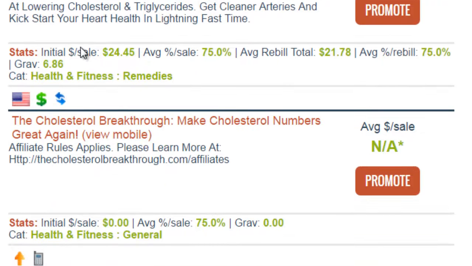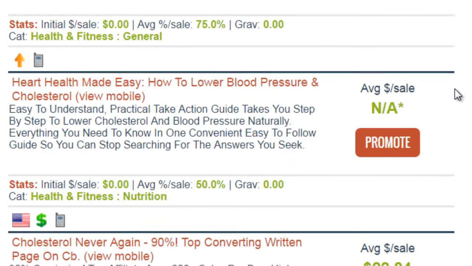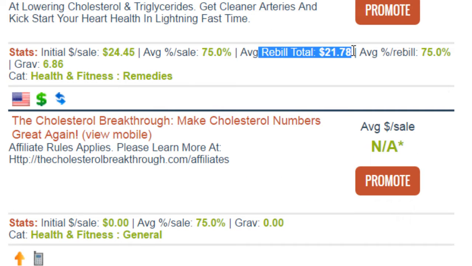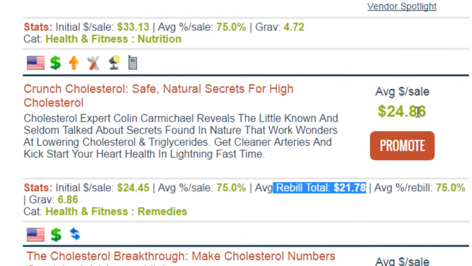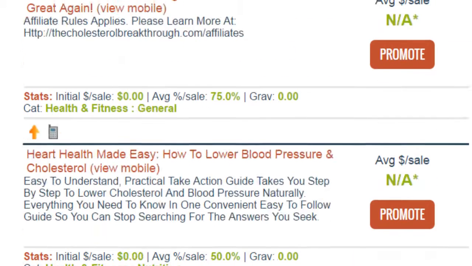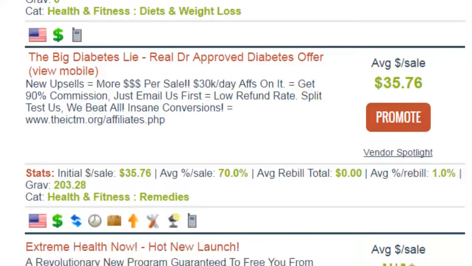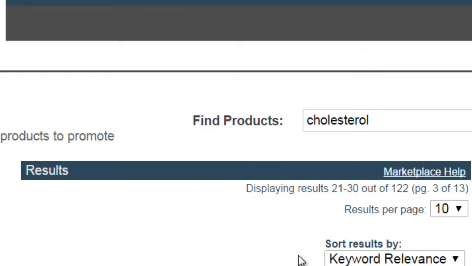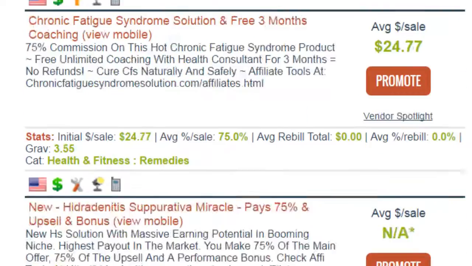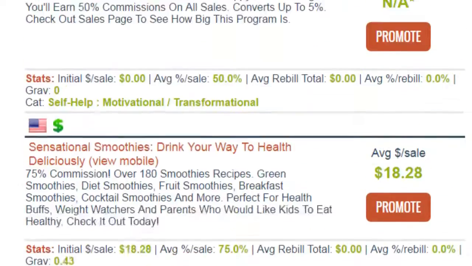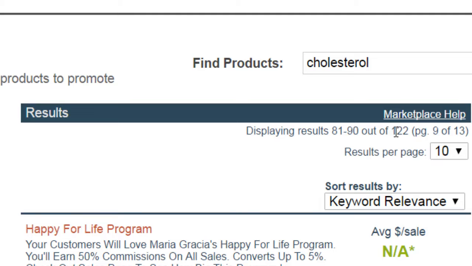And as you can see here, the initial sale is $24.45, and that means that you're going to get that amount of money. And some of these have rebill. So some of these have recurring membership sites attached to them. So if you sell it once, you can get paid over and over again over the course of a few months. So what we're trying to do is just glance really quick. You don't have to buy anything right now. Just get an idea. Are there actually affiliate products out there that we can sell and promote and get a commission? And we can see that there is indeed 122.